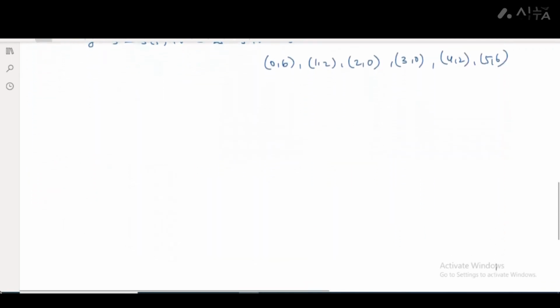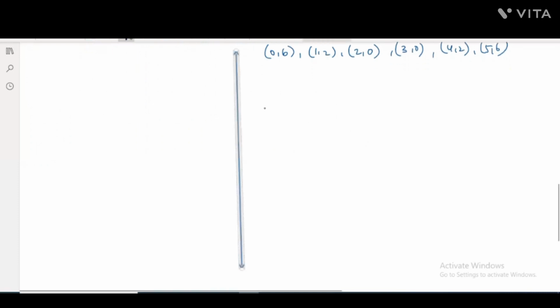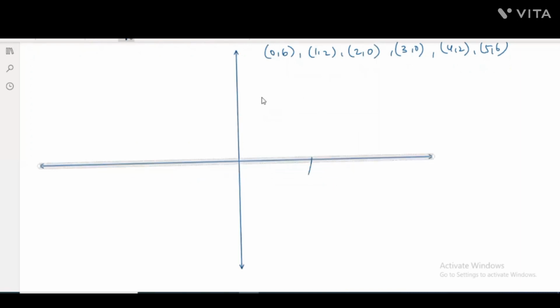So let's go with the graph. Let's consider this is our y-axis and this is the x-axis. Better we take this x-axis a little lower.